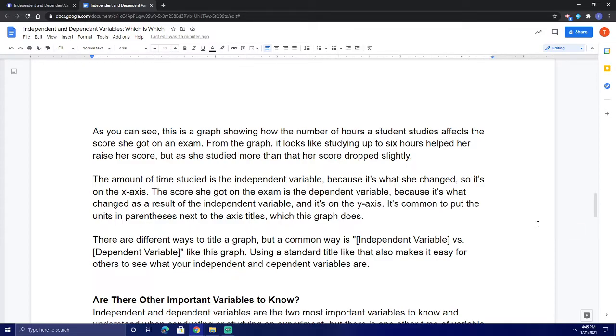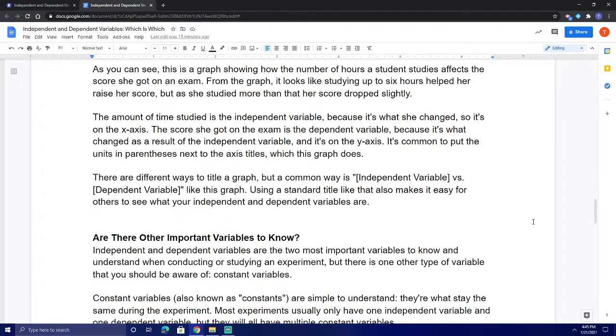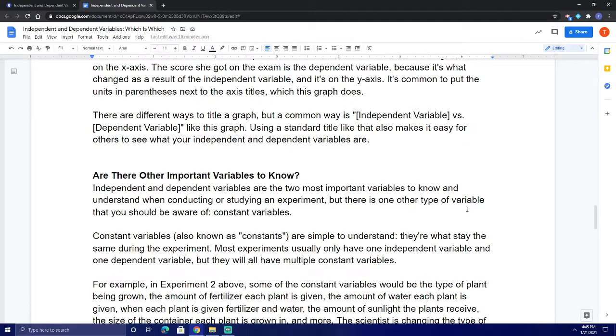It's common to put the units in parentheses next to the axis titles, which this graph does. There are different ways to title a graph, but a common way is independent variable versus dependent variable, like this graph. Using a standard title like this also makes it easy for others to see what your independent and dependent variables are. Are there other important variables to know?